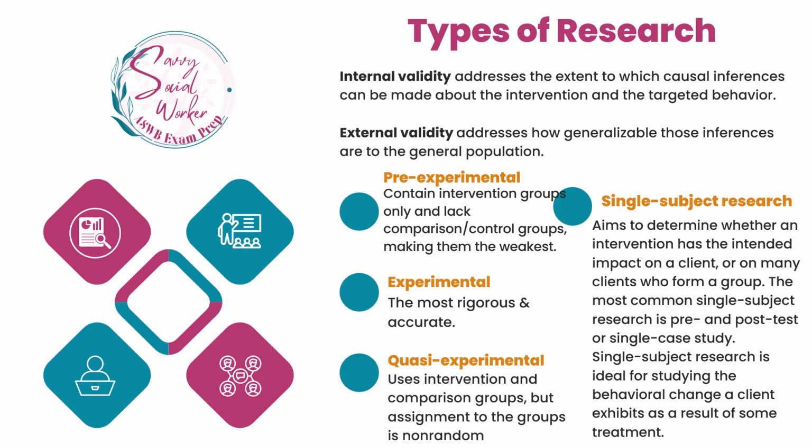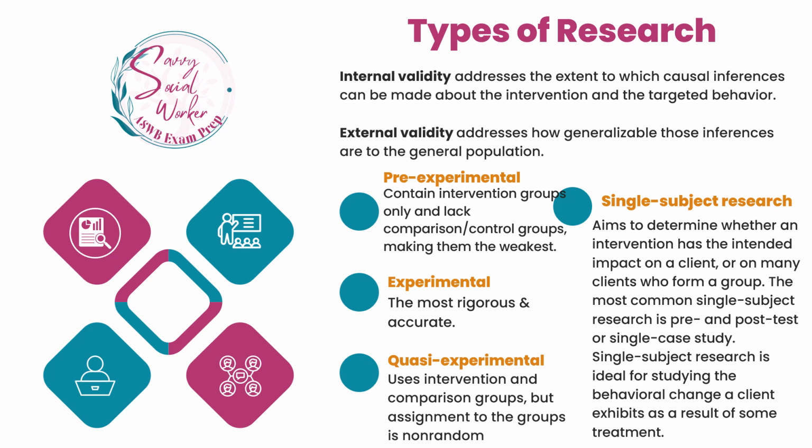So first of all, we need to know what internal validity and external validity is, okay? So we will discuss this a little bit further on, but just getting started, just know the difference between the two. Internal validity addresses the extent to which causal inferences can be made about the intervention and the targeted behavior, which I will simplify as we go on. And external validity addresses how generalizable those inferences are to the general population.